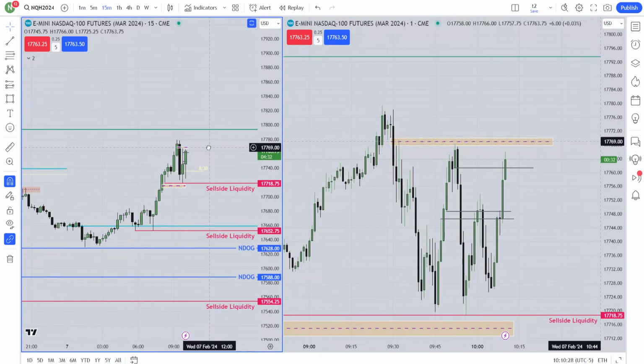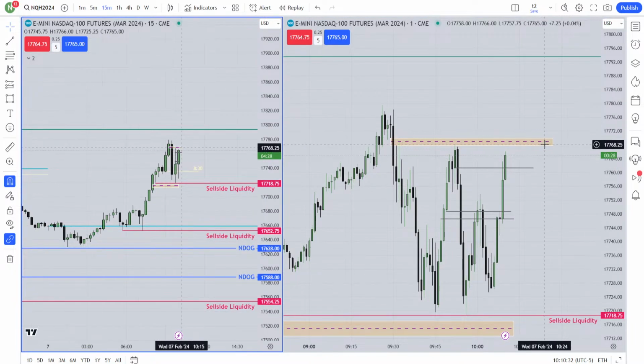Let's see how it reacts around that area. I would love to see it. Can you just show failed rejection blocks or completed ones? Brother, the thing is I don't use rejection blocks for my entry or something.